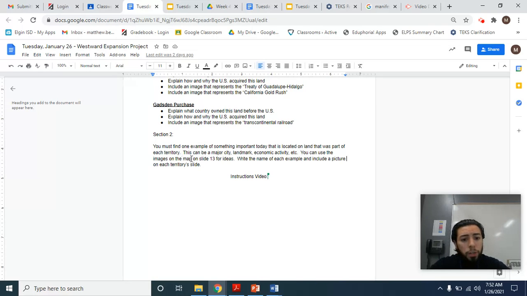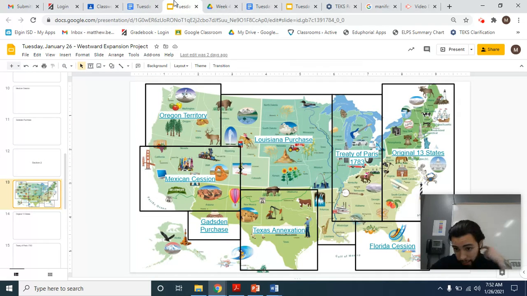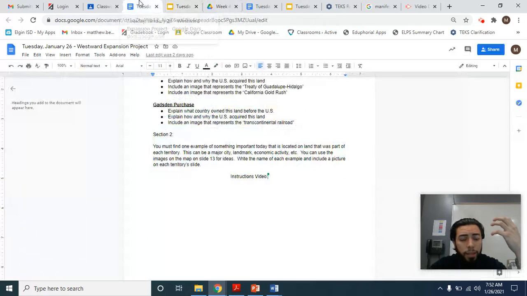And then you can use images on the map on slide 13 for ideas. So, for example, we've got the original 13 states, and there are a lot of things here that can give us ideas as to what is significant about this land, what exists here that is important. Like Washington, D.C., for example, you can pick the Capitol building and say, hey, this is something that exists here. And then you would explain the significance of it to an extent.